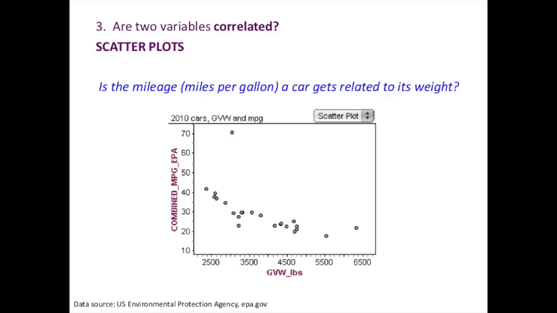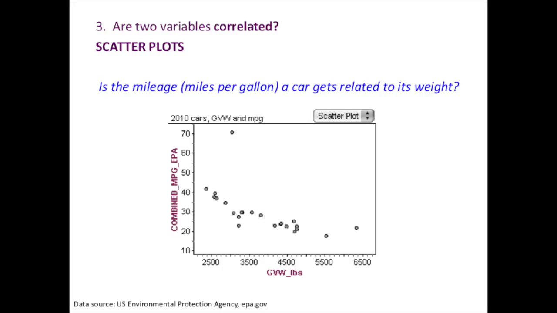A scatter plot is a great way to demonstrate how two variables are correlated. For this slide, the research question is: is the mileage, measured in miles per gallon, a car gets related to its weight? On the x-axis is the weight of the car, and on the y-axis is the miles per gallon.